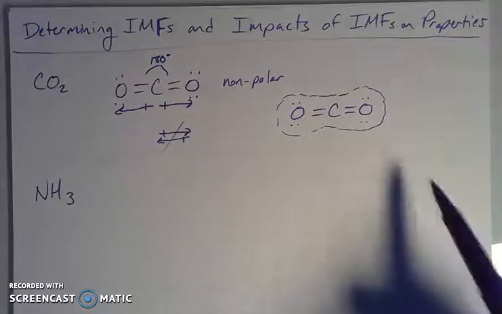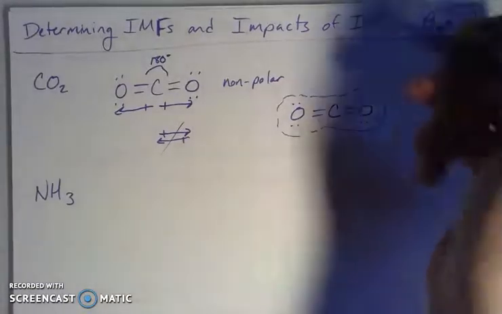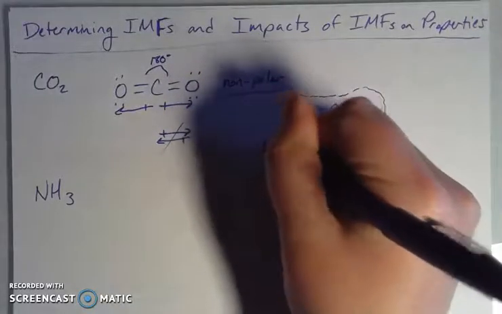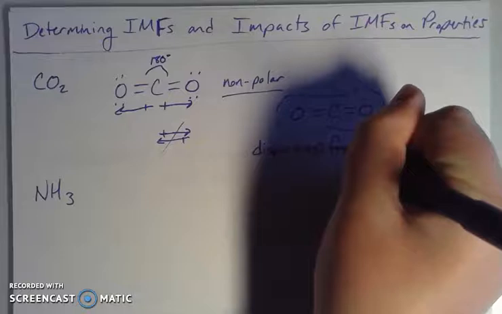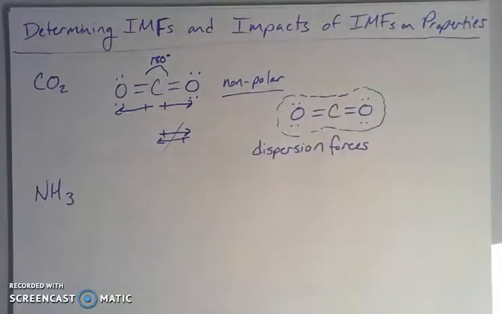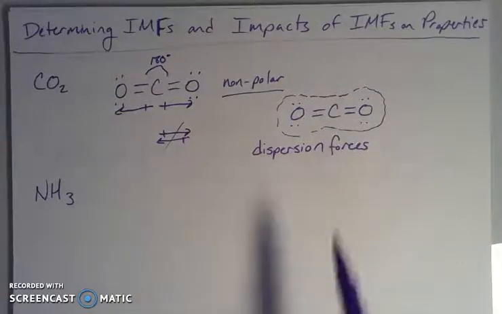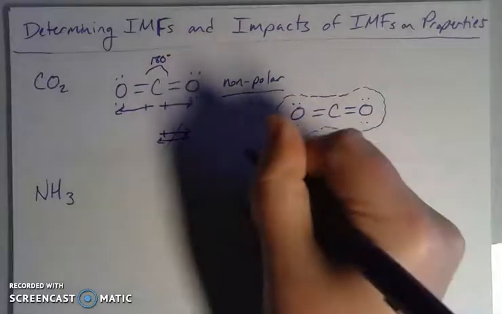Although at any given time, those electrons can be clustered up on one side or the other, and that causes there to be an induced dipole where there isn't normally. So the only thing that's present for nonpolar molecules are what are called dispersion forces, or London dispersion forces, or van der Waals forces. I can't have a dipole-dipole, I can't have hydrogen bonding. None of those things can be present because I don't have a polar molecule. So the only thing there are these dispersion forces.